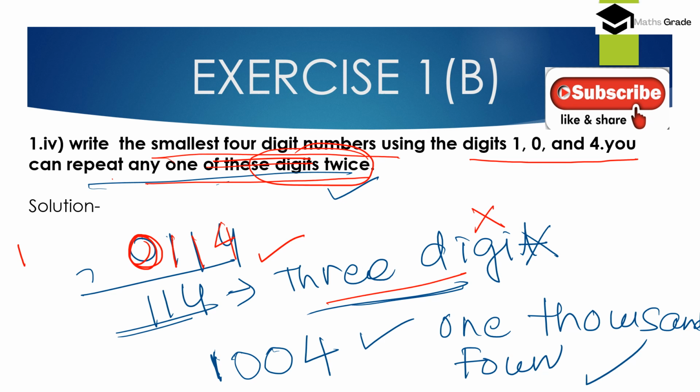So we have to place the 1 at the thousands place, then 0 at the hundreds place, 0 at the tens place and 4 at the unit place. We have to use the digit 0 two times. Here we can repeat any one of these digits twice, it is given. So we place the digit 1 at the thousands place, and we repeat the digit 0 two times, at the hundreds place and tens place, and the digit 4 at the unit place, and then the number will be 1004.